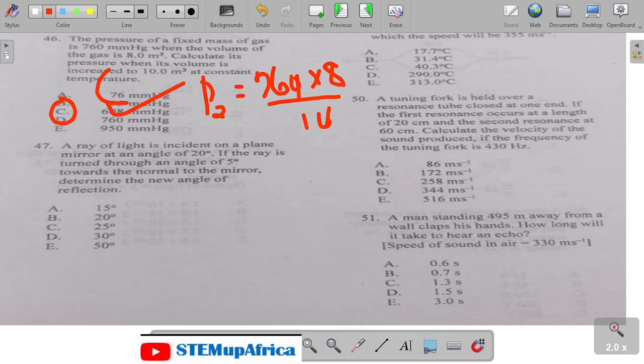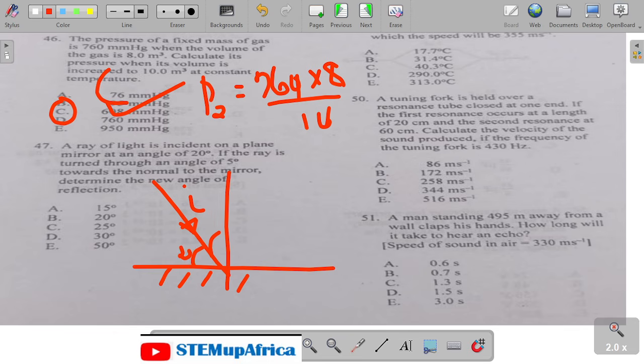A ray of light is incident on a plane mirror. So let's say this is our plane mirror, and a ray of light is incident on it. This is the incident ray, at an angle of 20 degrees. If the ray turns through an angle of 5 degrees towards the normal, you rotate. Here is 20, here will be 15. So I'm having 15, which is A.